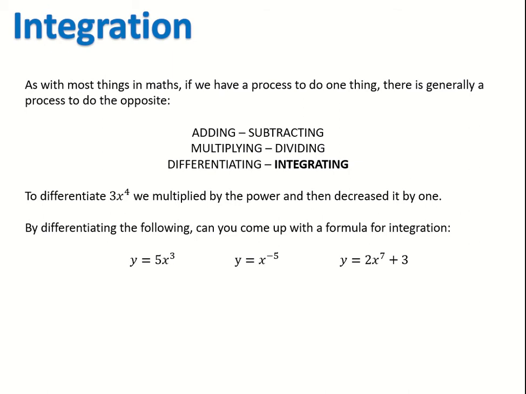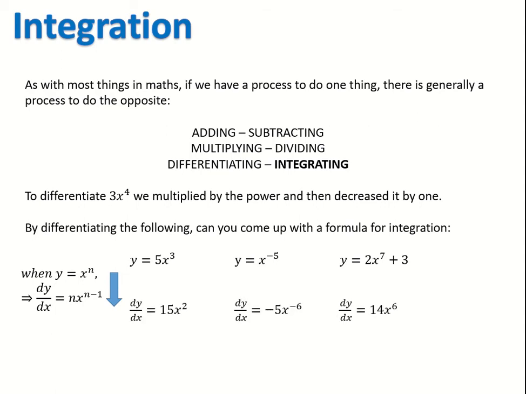Right. If you are differentiating, you've got your differentiation formula. So when y equals x to the power of n, dy by dx will equal nx to the power of n minus 1. You multiply by the power and then you drop the power by 1. So in the first one, you get 15x squared. In the second one, it's minus 5x to the minus 6. And in the last one, you get 14x to the power of 6, and the 3 disappears.